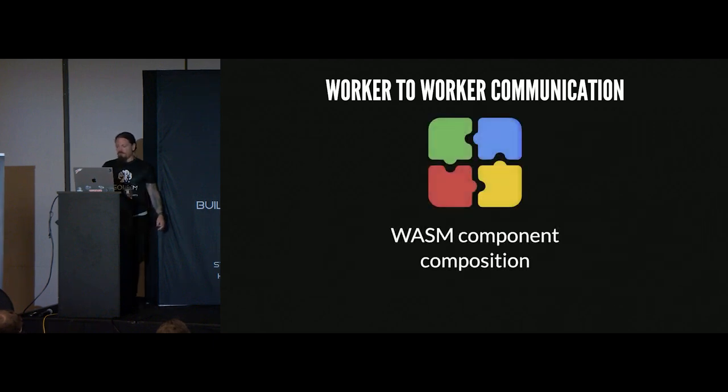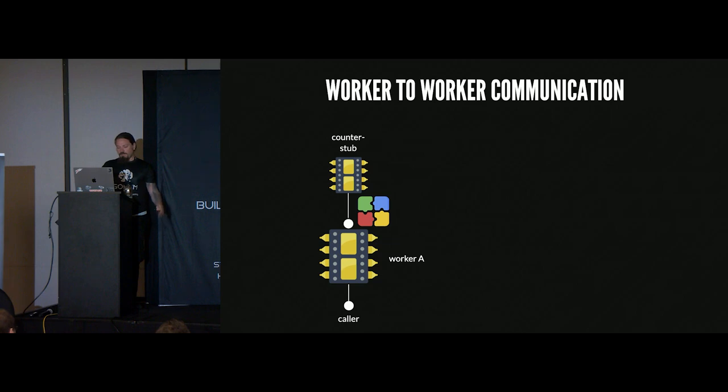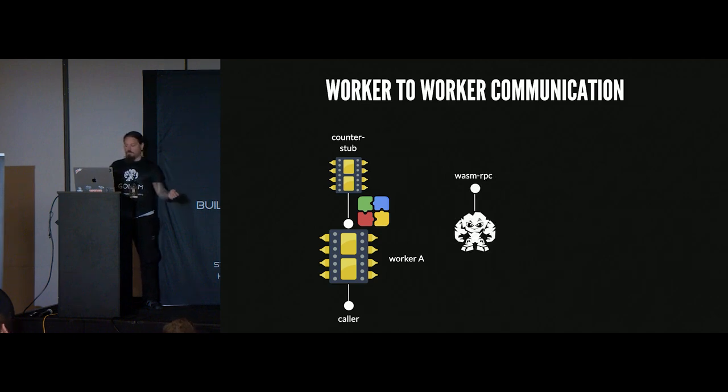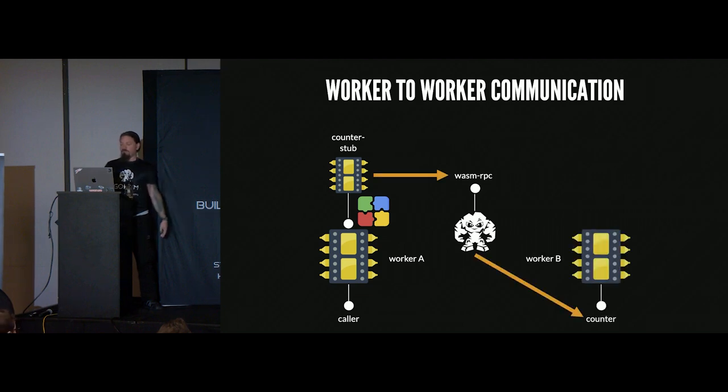So the idea is to use, again, component composition to solve this problem, because, as I said, with that you can eliminate dependencies. So the idea is we have worker A, which depends on the counter stub interface, and we have some kind of a counter stub component which implements the counter stub interface, and we compose the two together. The composed one no longer depends on the counter stub, but it depends on WASM RPC, and with that we can invoke worker B.